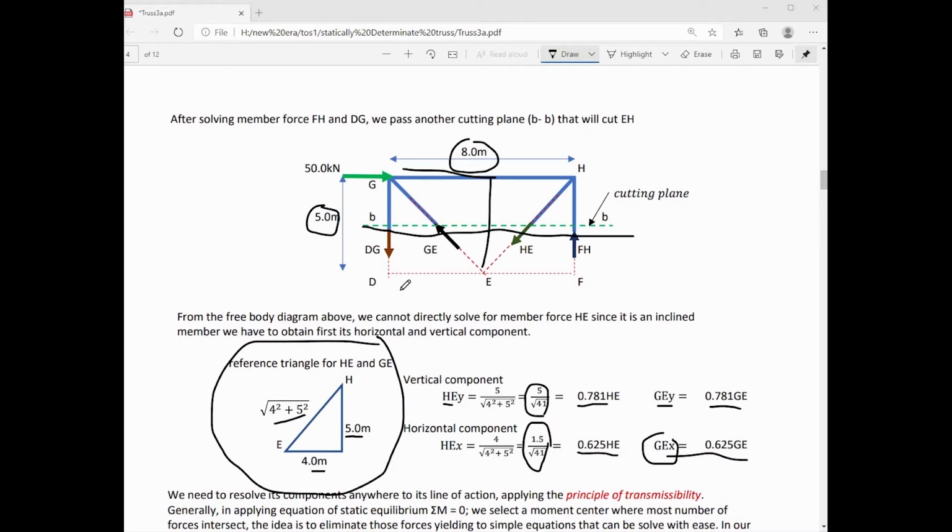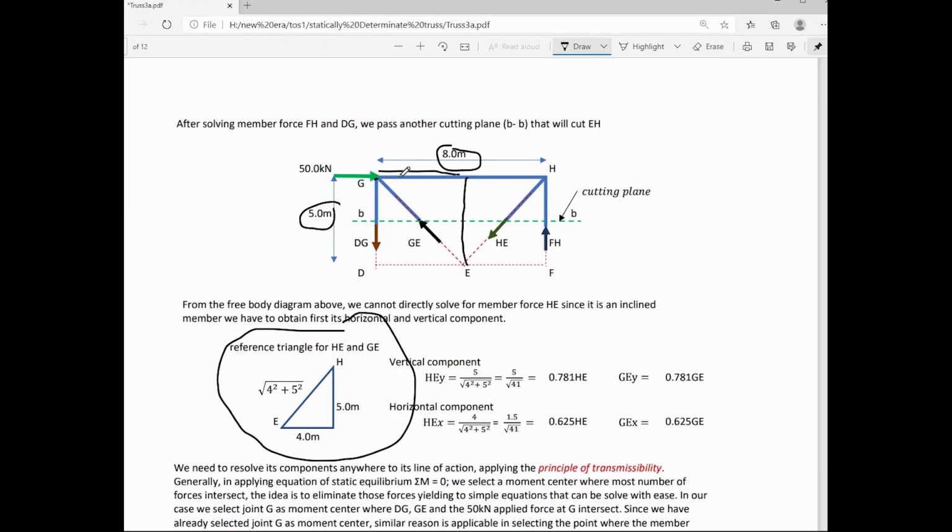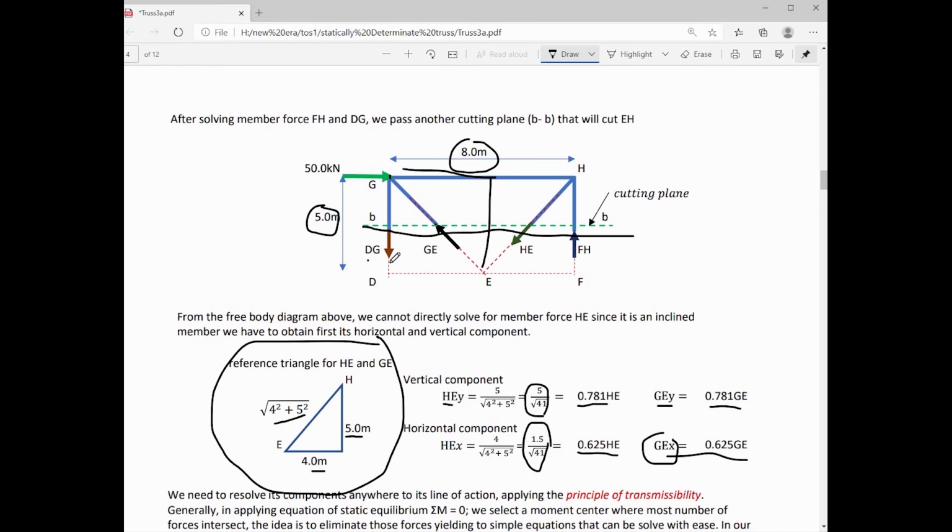We will now apply summation moment at any point on our free body diagram. Our mindset is to find a joint wherein some of the forces will intersect, to eliminate them from the equation. In our case, we can select joint G as our moment center, where DG, GE, and 50 kN will intersect. So thereby, we can have only two forces that will create moment with respect to joint G, and that is only HE and FH. Since FH was already solved from our previous calculation, the only unknown now will be HE if we apply summation moment at G.